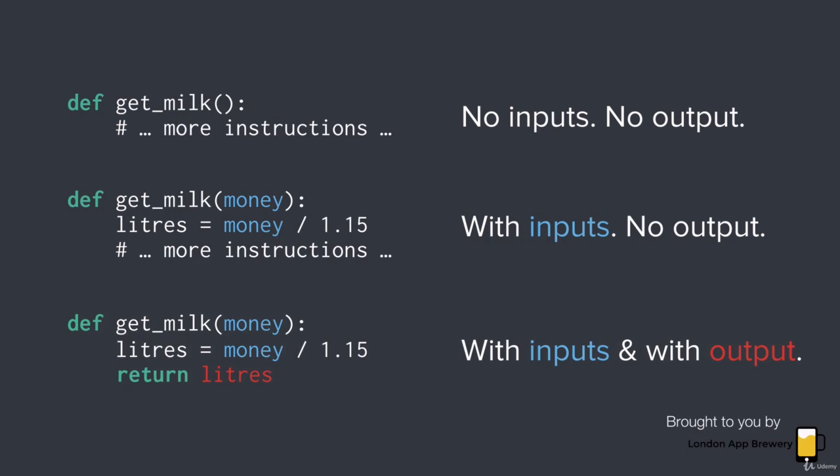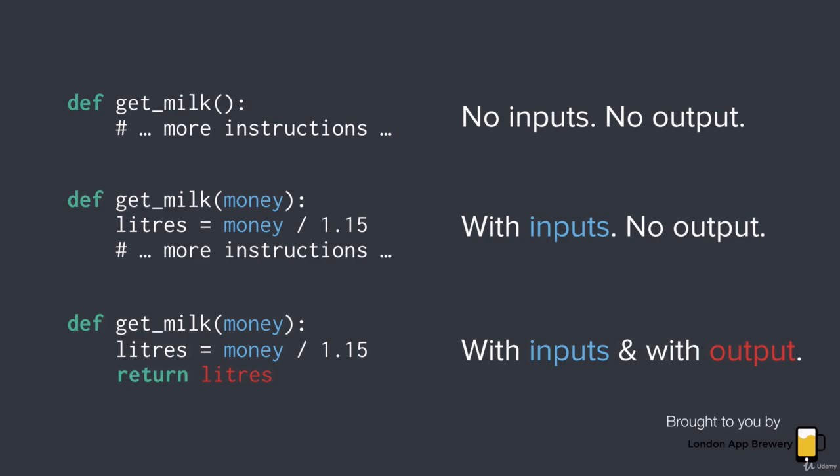Now, when you have inputs or parameters, they go between the parentheses following the function name. The parameters are like placeholders. They're essentially a variable with a name that gets a value when the function is called. The cool thing about parameters is that you can use a parameter inside the body of the function. And when you have more than one parameter, you separate each parameter with a comma.